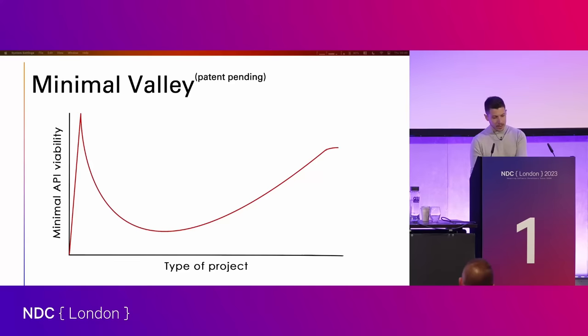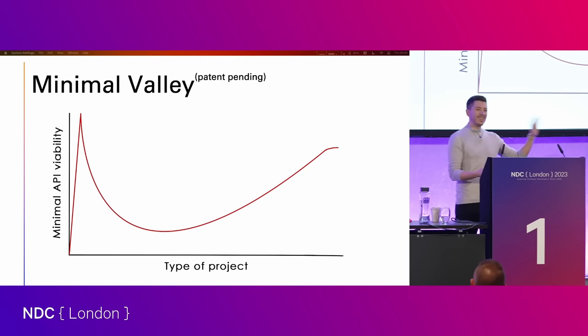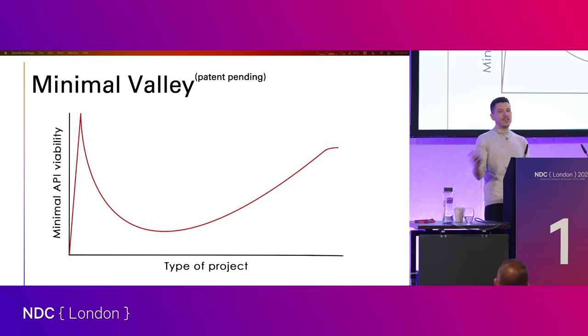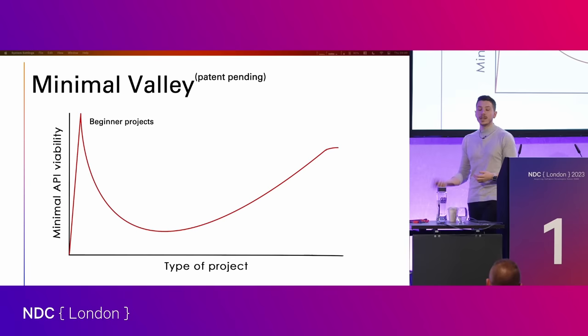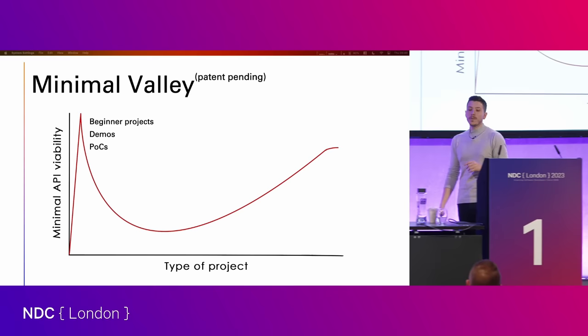Now let's talk about the phenomenon I like to call minimal value, just to sort of describe what's the minimal API viability per project. And even though the horizontal line is supposed to show time, it's really type of project, because the life cycle of a project usually these days looks like this. So I think that minimal API is extremely viable for beginner projects, demos like we already saw, proof of concepts. For those things, you can just very quickly get started. You can very quickly have a demo, very quickly have a proof of concept.